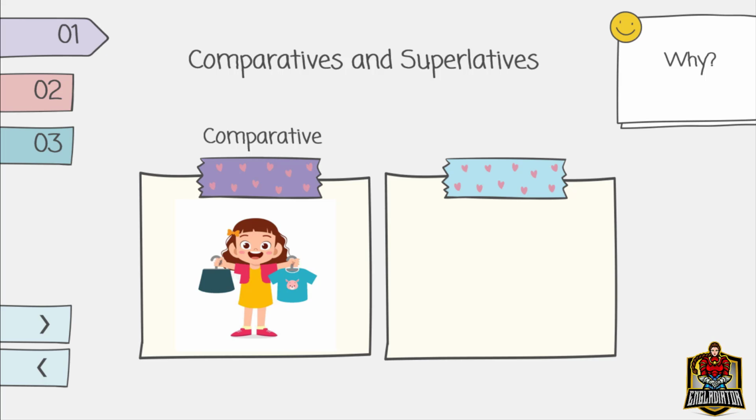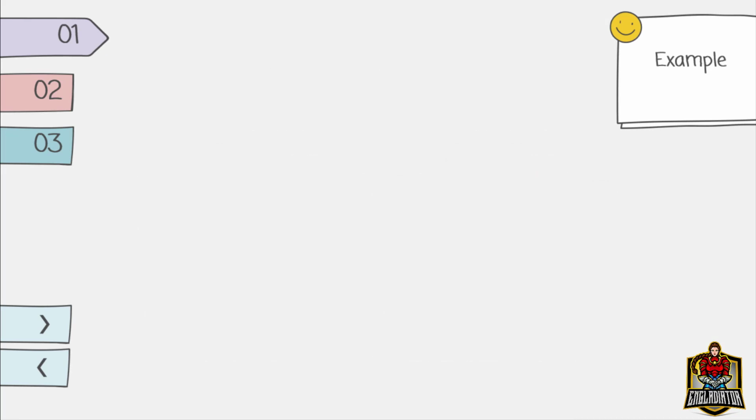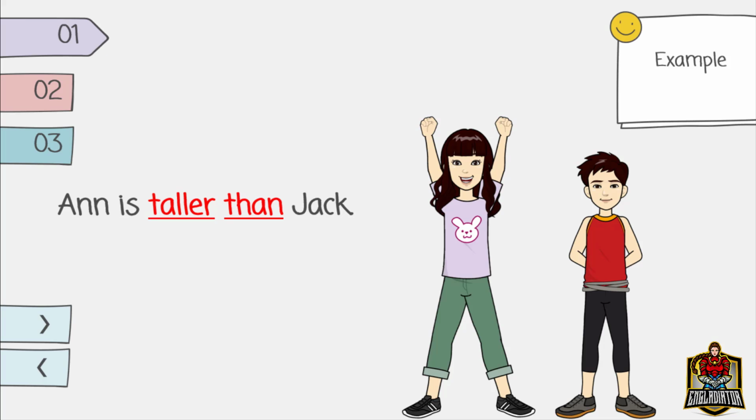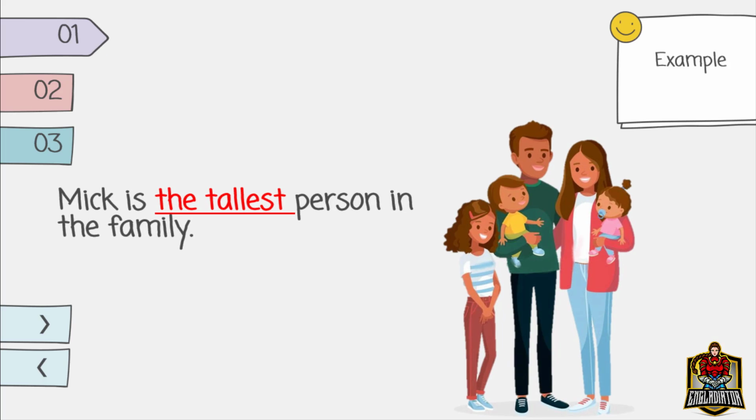And we use a superlative adjective to show how one person or thing is different to all the others of its kind. When you want to say that one person or thing is superior or inferior to all others in that group, you must use the superlative form. For example, Anne is taller than Jack. Mike is the tallest person in the family.